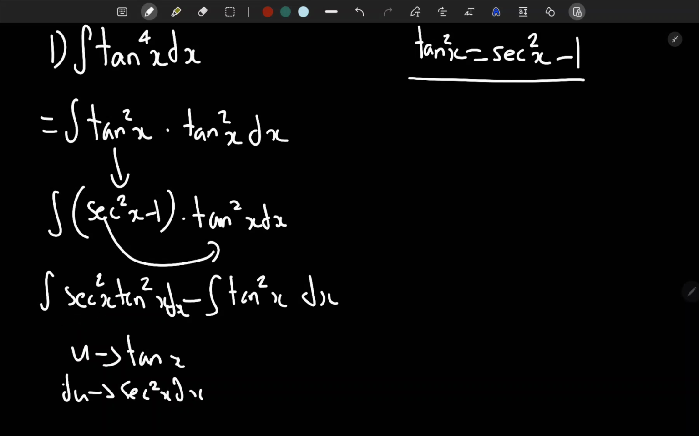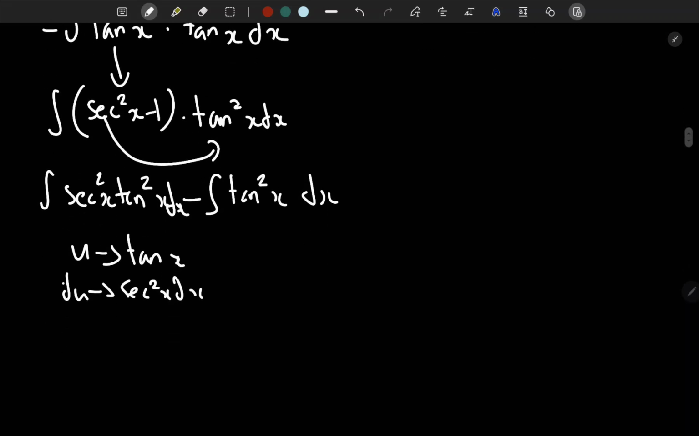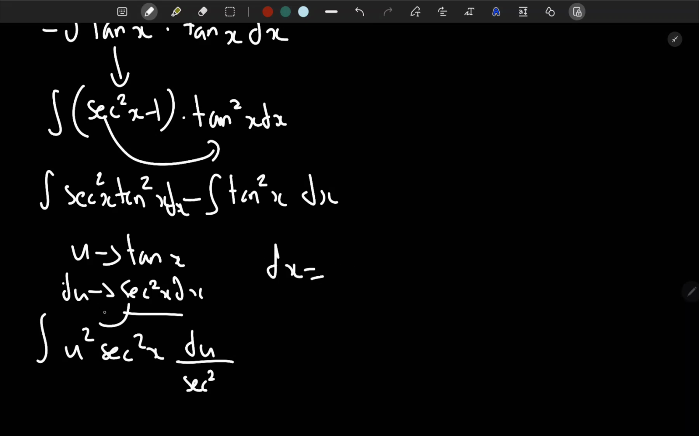So let's do that. Here let's substitute u for tan x, so it will become u squared, and we have a secant squared x, but here we will have du over secant squared x. If you don't see that, we can say dx is equal to, we bring secant squared to the other side, so it becomes du over secant squared x, and the same thing over here. This is why the secant squared x will cancel out, and all we'll be left with is u squared du.